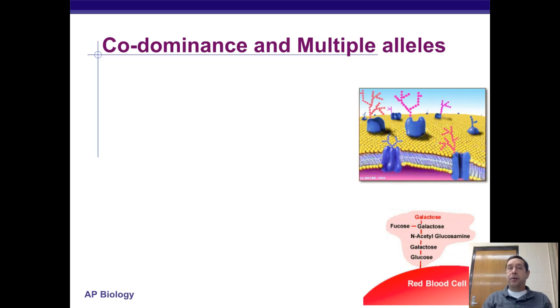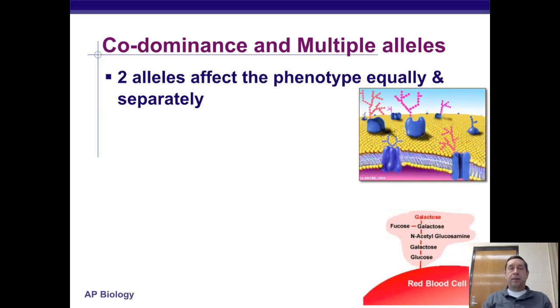ABO blood group in humans shows two exceptions, codominance and multiple allele traits. So in codominance, two alleles affect the phenotype equally but separately. It's not a mixture or a hybrid, but in the case of blood typing, the A gene causes an A protein to be produced on the red blood cells. The B gene causes a B protein to be produced. So if you have an A and a B gene, the A doesn't cover up the B, and the B doesn't cover up the A. It's not a hybrid mixture of an A-B protein, but instead you get both A and B proteins produced.